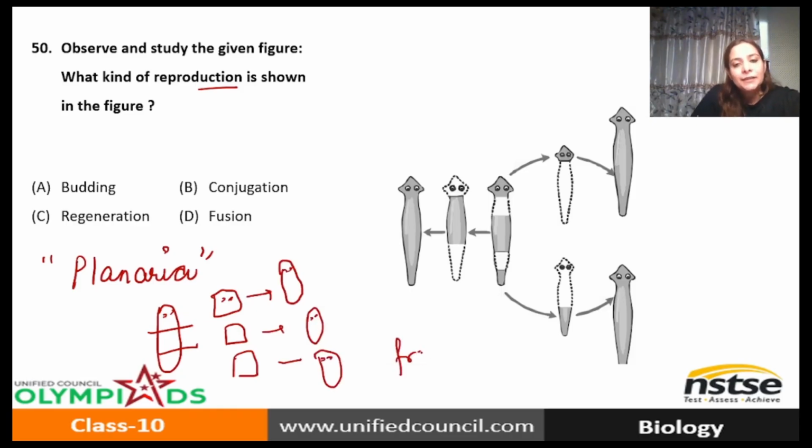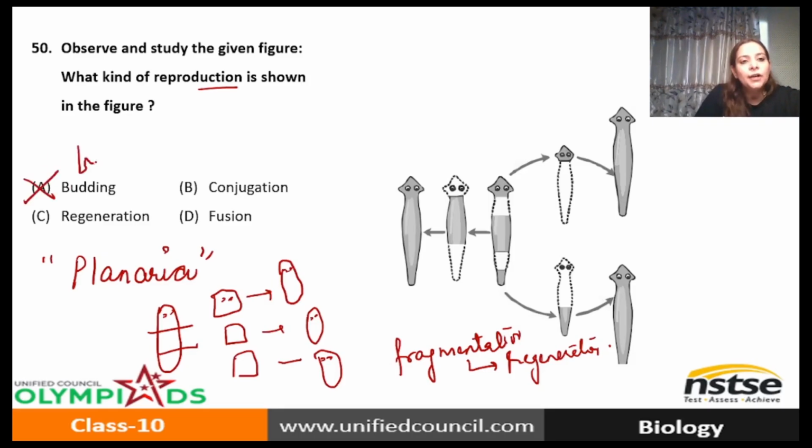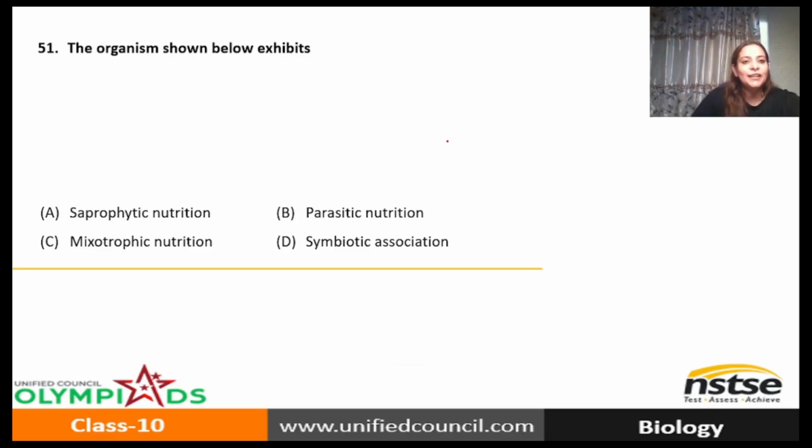So we can say basically it's a mode of asexual reproduction, and which mode? Where fragmentation is followed by regeneration, that is the process of regaining the lost part. So it is not budding, because budding is something where a small outgrowth appears, then it detaches and forms a new plant. It is not conjugation, it is not fusion, it's regeneration. So which option is correct, students? Option C is correct. Next question.